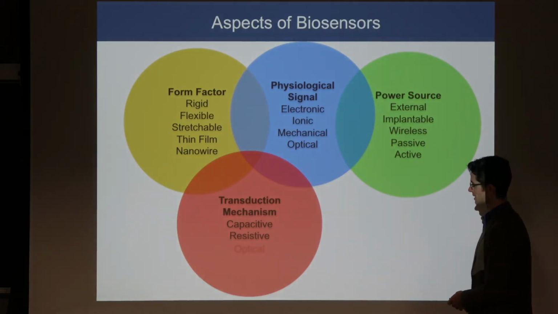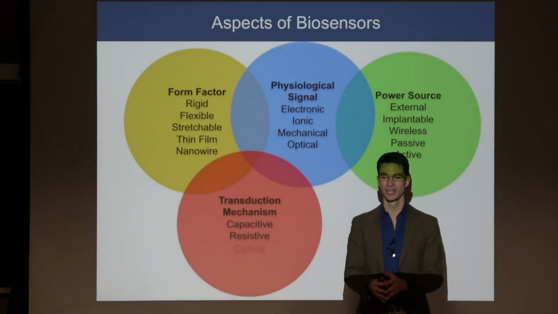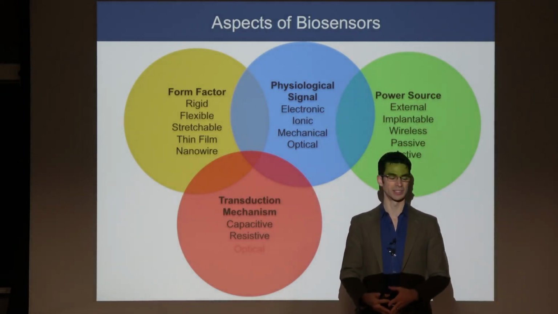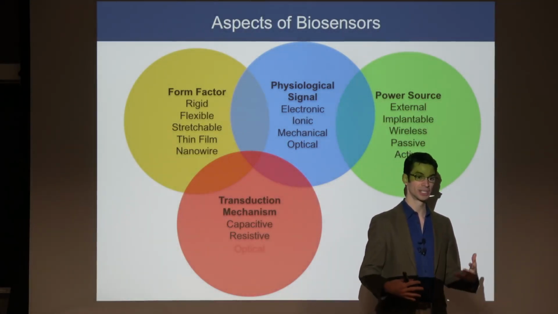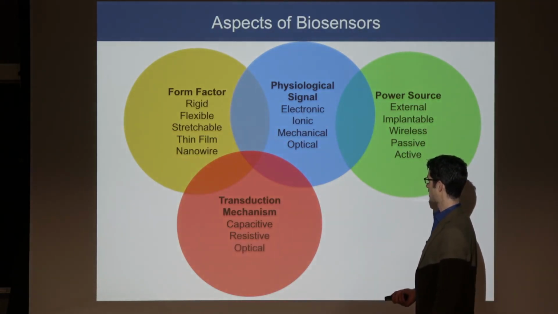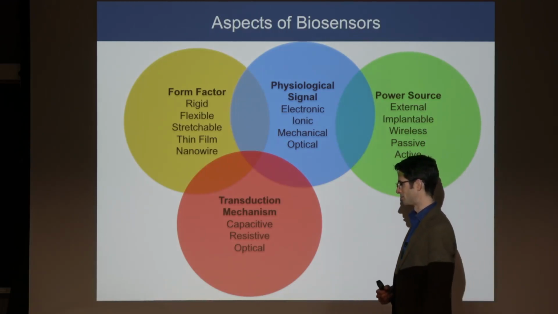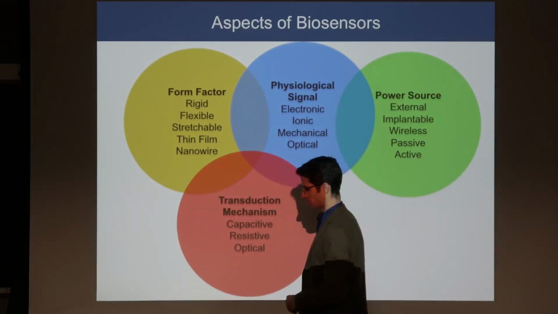Also, resistive sensing, or resistive transduction mechanisms. Resistance can change with a mechanical stimulus, it can change with a magnetic stimulus, it can change with an optical stimulus. And you can have optical transduction mechanisms. And there's an example of a device that's sort of all optical.